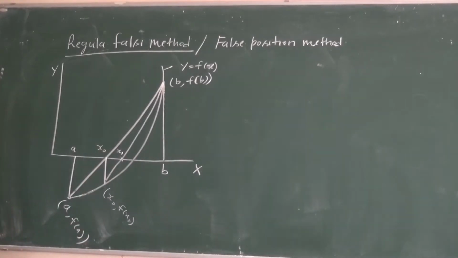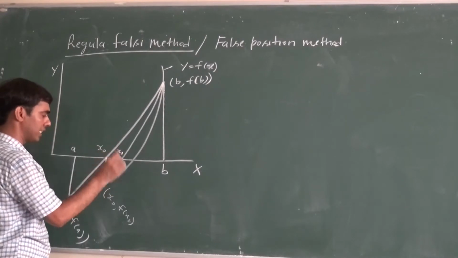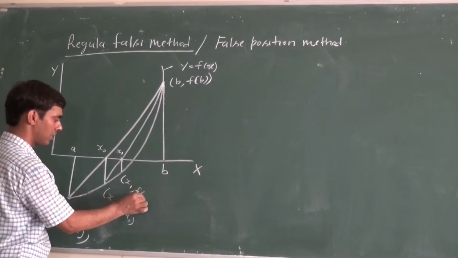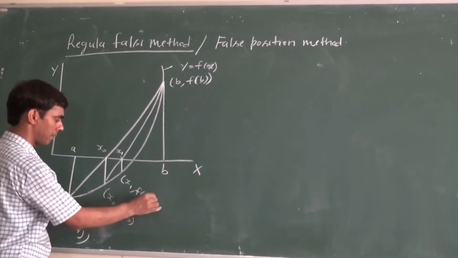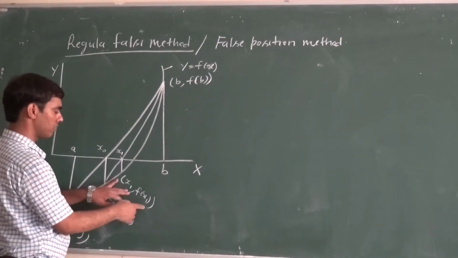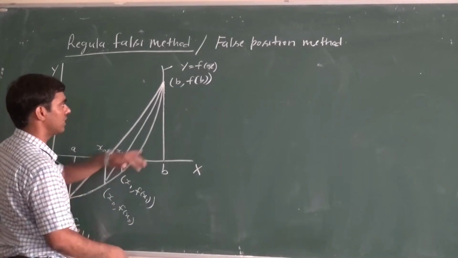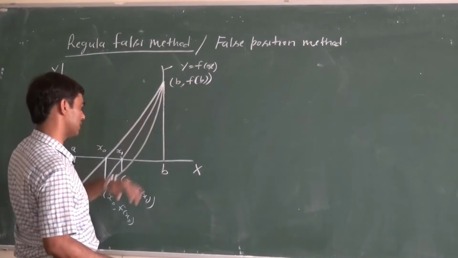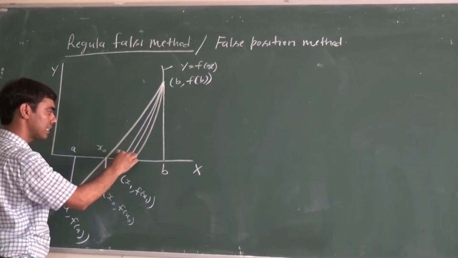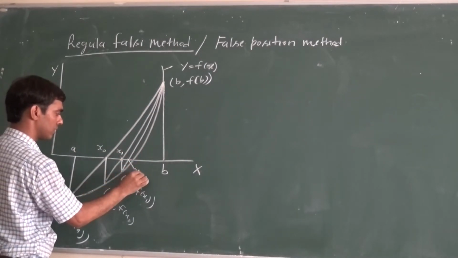Suppose this one is x1. Then find the value of the function at this point, which is (x1, f(x1)). Now again at this point the value of the function is negative, because this one is in the fourth quadrant. In the first quadrant the value of the function is positive. Again we draw the straight line and find the next approximate value. Suppose this one is x2.